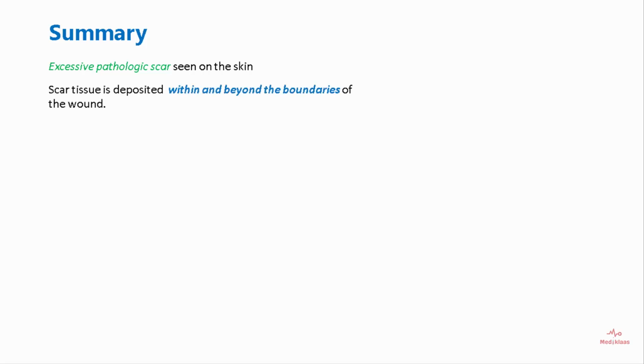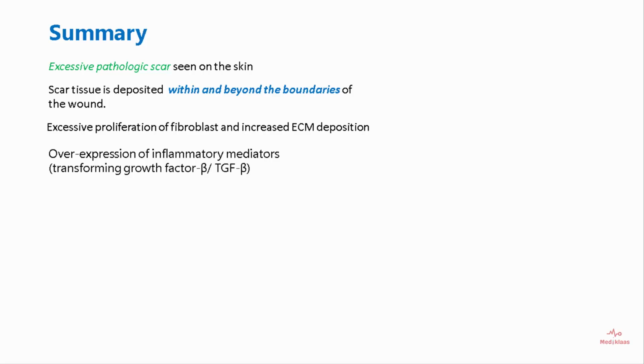So to summarize, keloid is an excessive pathological scar seen on the skin. It is scar tissue which is deposited within and beyond the boundaries of the wound. It results from excessive proliferation of fibroblasts and increased extracellular matrix deposition. It results from overexpression of inflammatory mediators like transforming growth factor beta.